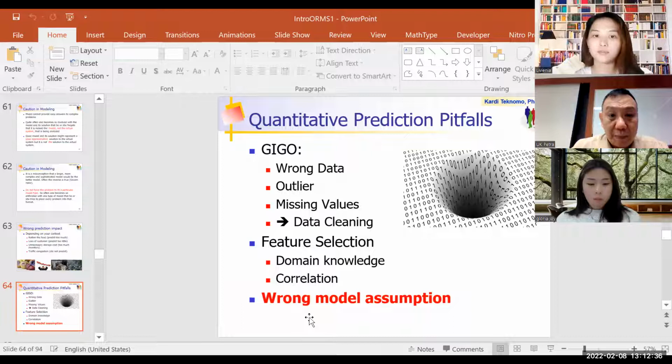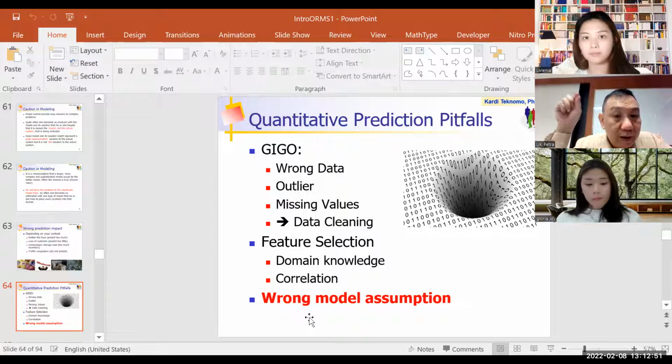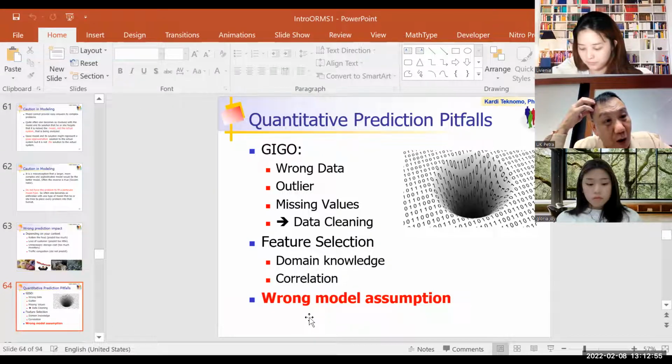GIGO, yeah, garbage in, garbage out. So wrong data will lead to wrong results. Okay. Again, outliers are also a problem, right? And if you have data, sometimes you cannot get all the data. How about the missing values? How do you handle missing values in the data? Can anyone suggest?